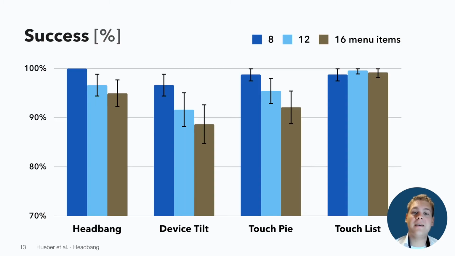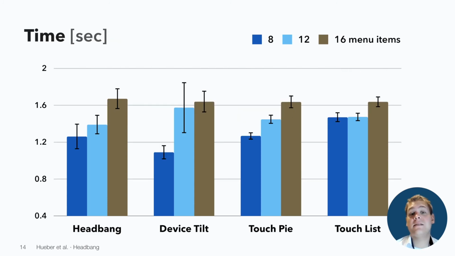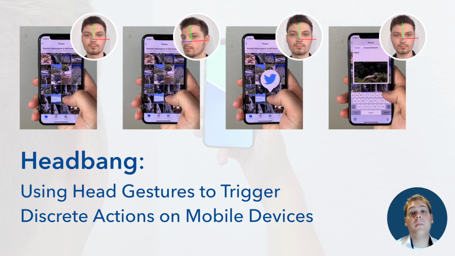Apart from device tilt, all input techniques consistently delivered high success rates, which makes them feasible for usage in mobile devices. But with a success rate of 98%, Headbang significantly outperforms device tilt while being similarly precise and fast as the conventional touch-operated list menu. Together with the positive feedback we received from our participants, we believe that Headbang is a promising way to trigger actions from menus across different use cases.